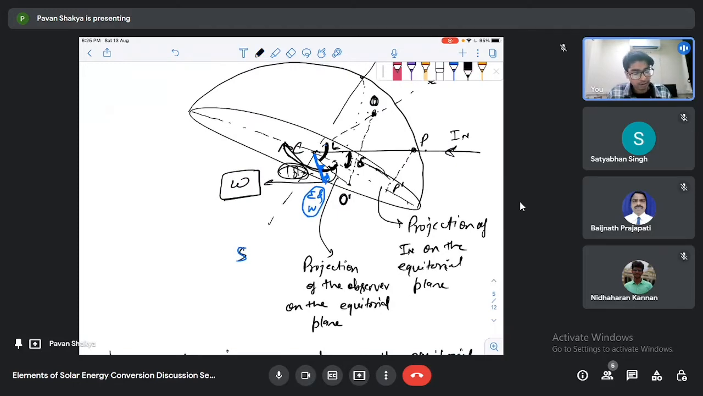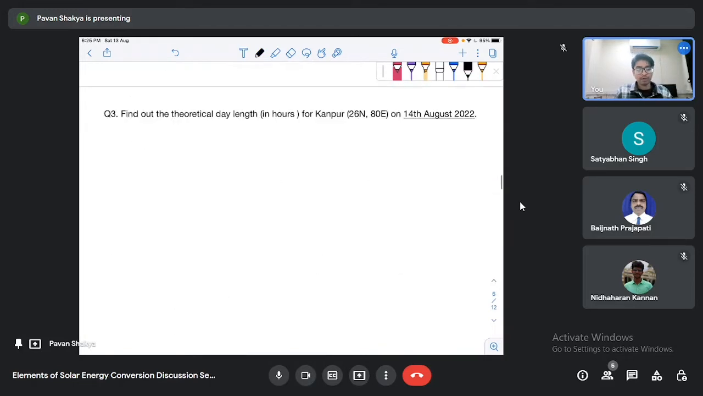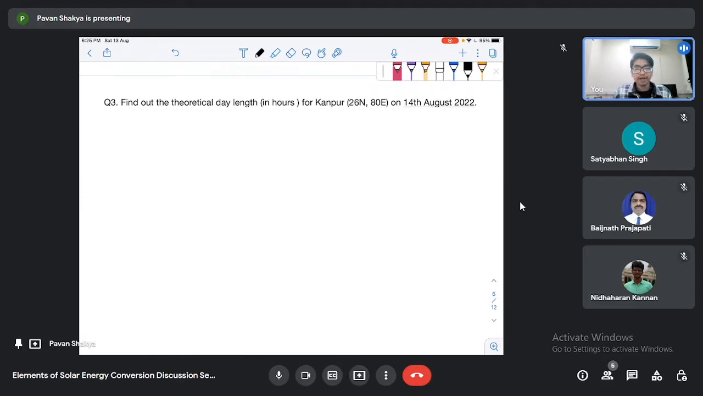Now let's move to the next problem. The next problem is to find out the theoretical day length for Kanpur on 14th August 2022. So as I have discussed, this is the latitude and this one is our longitude.